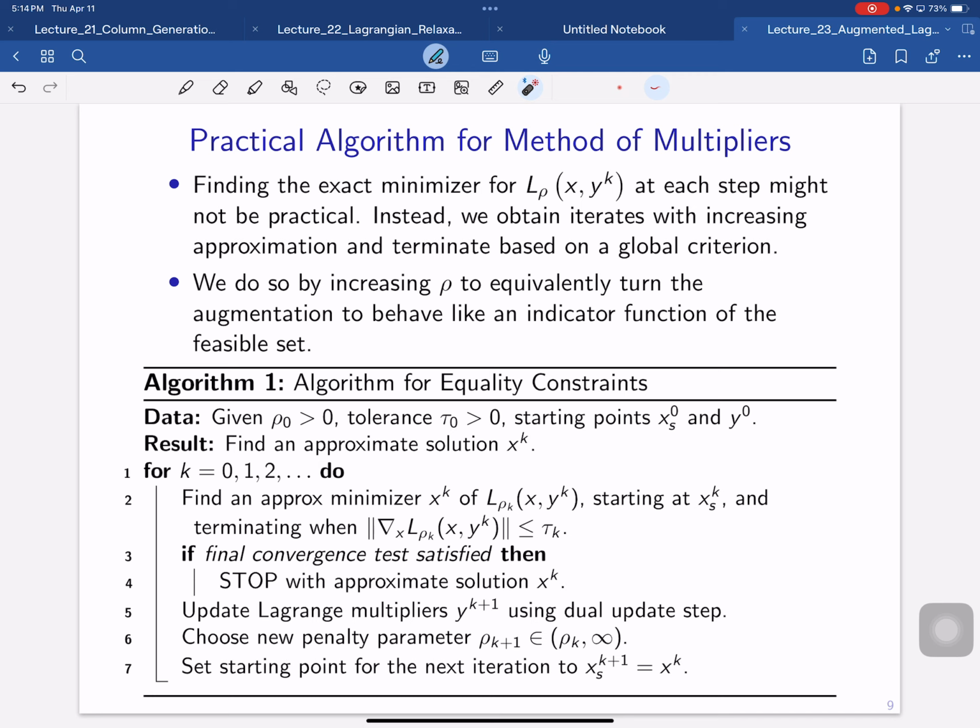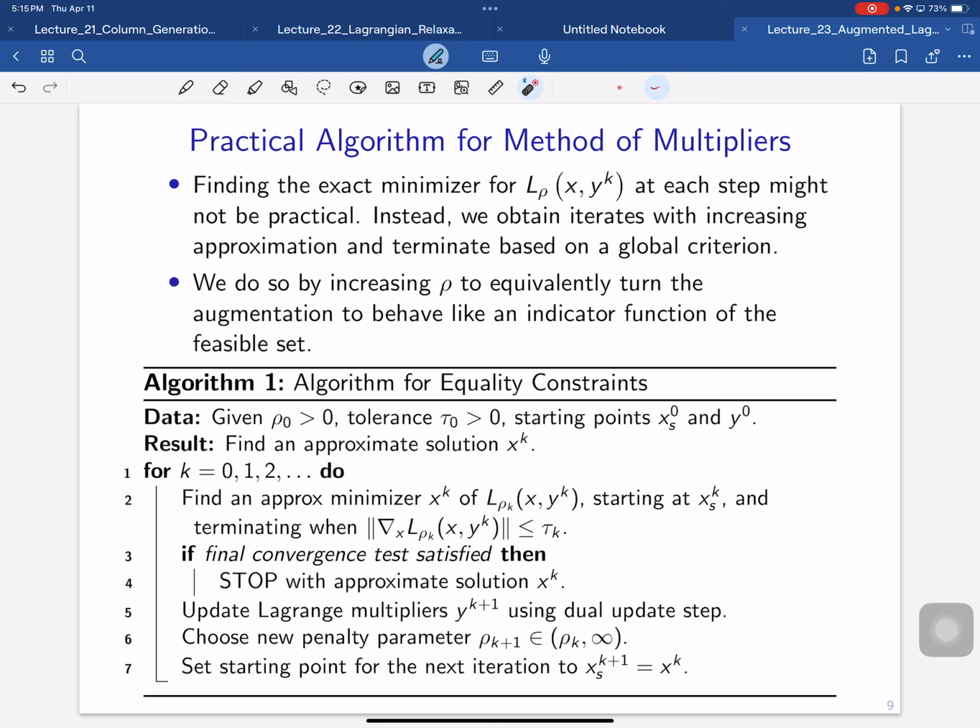So then let's talk about a practical implementation of the method of multipliers. One way is that you solve those problems exactly at each iteration. But in practice, you don't have to solve it to optimality. You can just terminate when the gradient is less than or equal to a small number tau_k here, and then you can gradually decrease tau_k at each iteration.